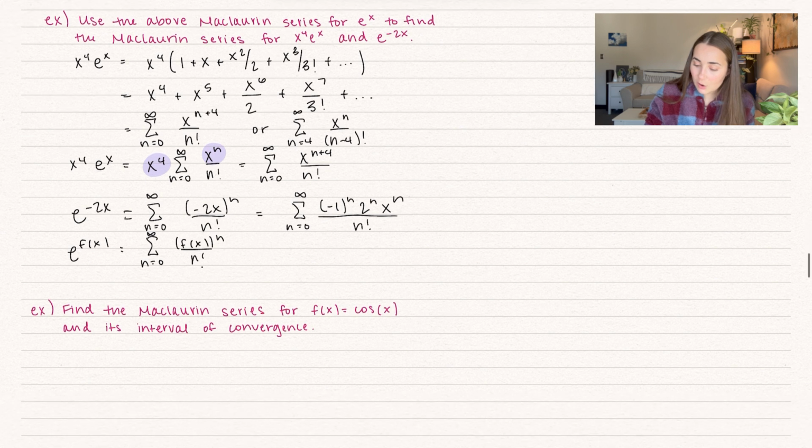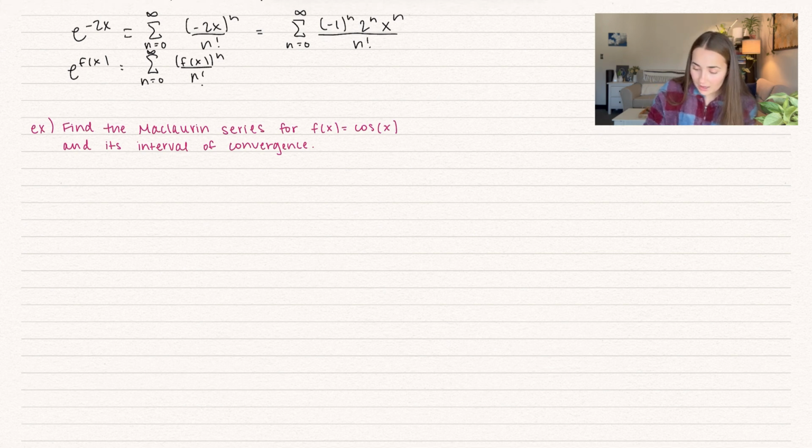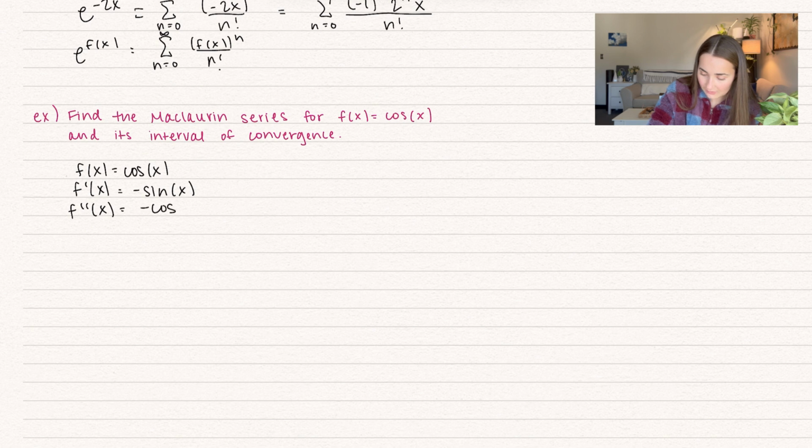Now let's go ahead and find some more Maclaurin series, right? We want to find the Maclaurin series for f of x equals cosine of x, and we want to find its interval of convergence. So let's go ahead and start off with finding the derivatives. So f of x is equal to cosine of x. Let's find up to the fourth derivative. So first we get negative sine of x. That's the first derivative. The second derivative is going to be negative cosine of x, right? The third derivative, 1, 2, 3, is going to be now positive sine of x. And now our fourth derivative is going to be equal to back to cosine of x.